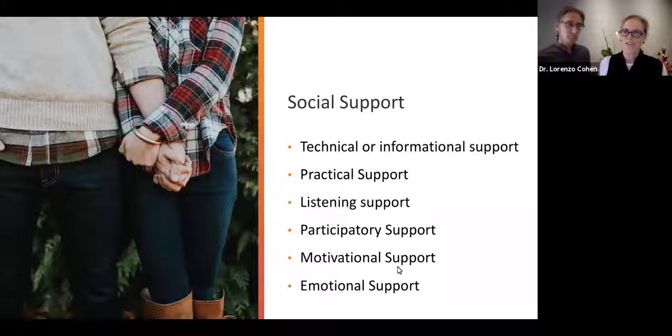And even if you're not facing a cancer diagnosis, we all need this kind of support at different times and to take on different things.